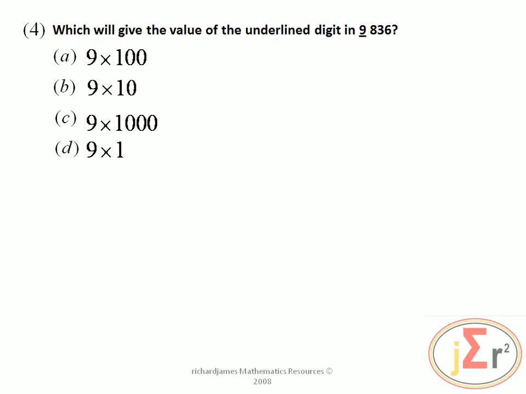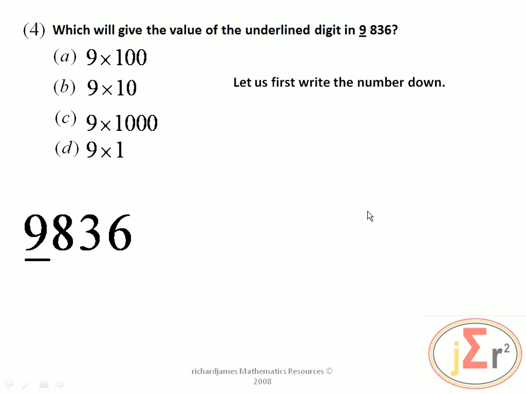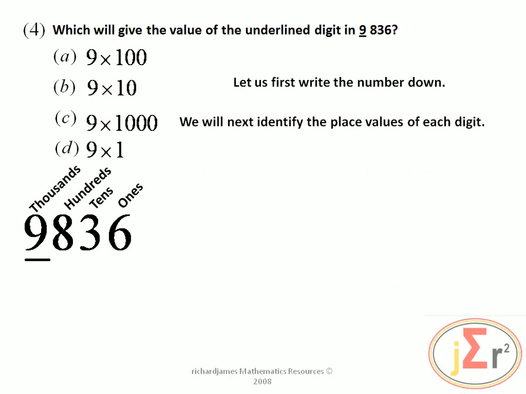However, let's see if we can make that very clear by giving you a visual representation of the solution of the problem. So let us first write the number down. 9,836. So we will next identify the place values of each digit. There, we have identified them: 6 ones, 3 tens, 8 hundreds, 9 thousands. The underlying number has a place value of thousands.